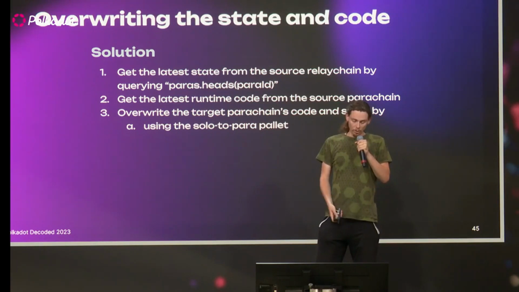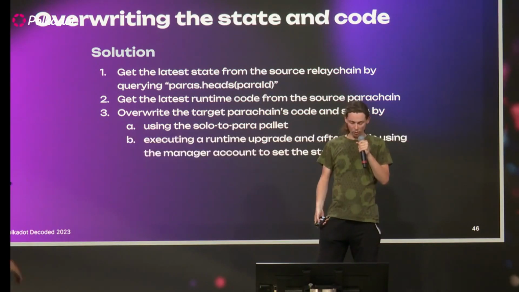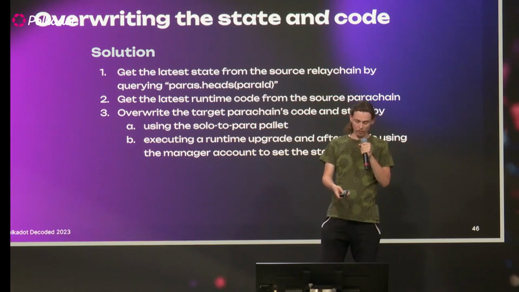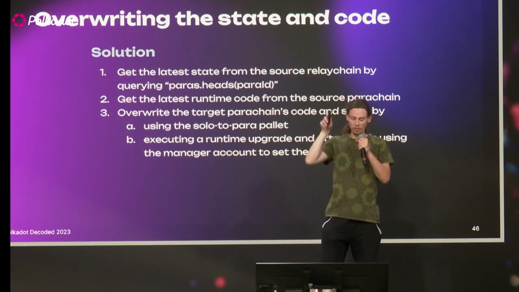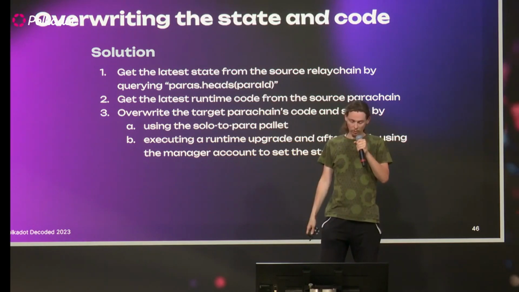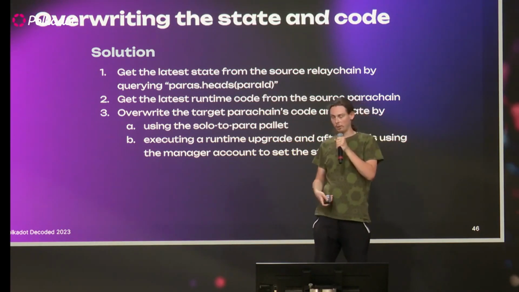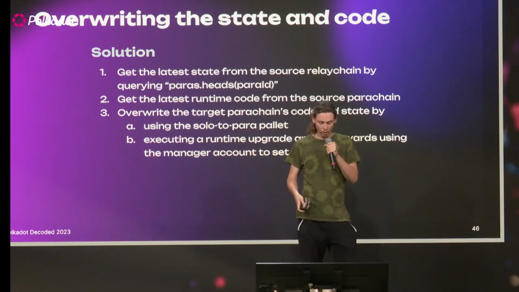You can do this using the solo to para pallet, which I recommend because everything is timed correctly using that pallet, and there are no unexpected surprises if you do it properly. Or you could execute the runtime upgrade and afterwards use the manager account to set the state for the parachain on Polkadot, but I don't recommend going that path because you could also mess up timings here.